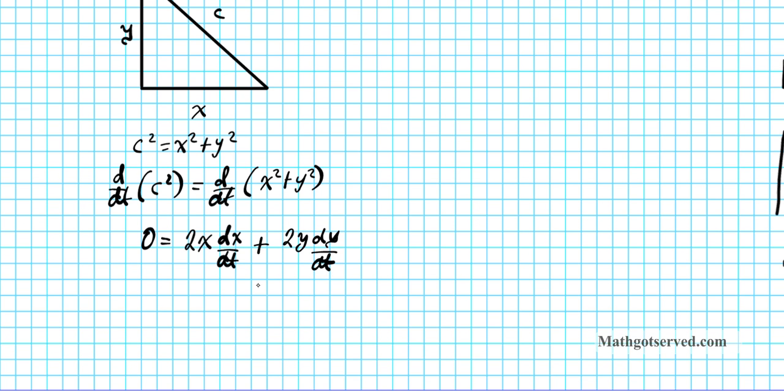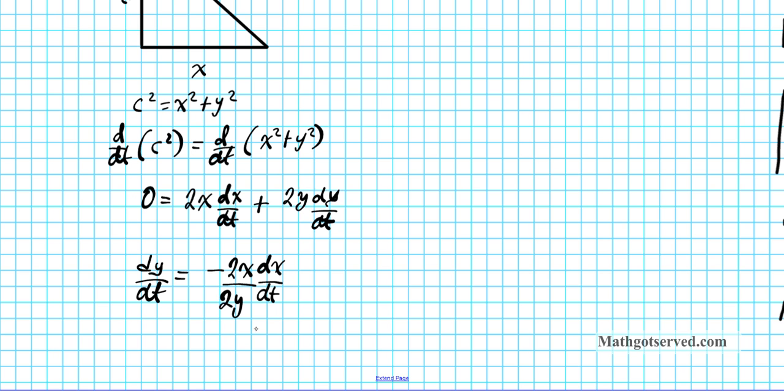Now what we can do is solve for dy/dt. All we have to do is subtract 2x dx/dt from both sides and divide by 2y. If I subtract 2x dx/dt from both sides, I'll have negative 2x dx/dt, and then when I divide, the 2y is going to end up down here. If we do that, we notice that the 2s divide out, and it's going to be equal to negative x over y dx/dt. So that's the formula for dy/dt.